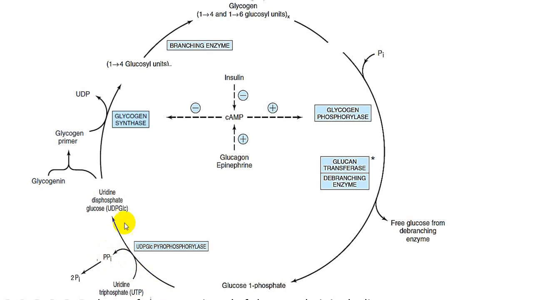We said this reaction is irreversible because one of the reaction products will be hydrolyzed to 2 molecules of inorganic phosphate. Therefore the reaction is irreversible. Now this essential unit, uridine diphosphate glucose, a nucleotide molecule, will react with the glycogen primer on the glycogenin. Glycogenin is a protein that has a glycogen primer and supports the reaction with the primer.